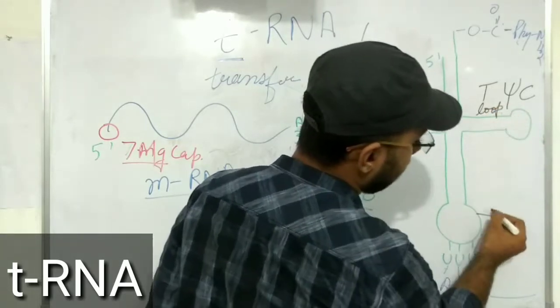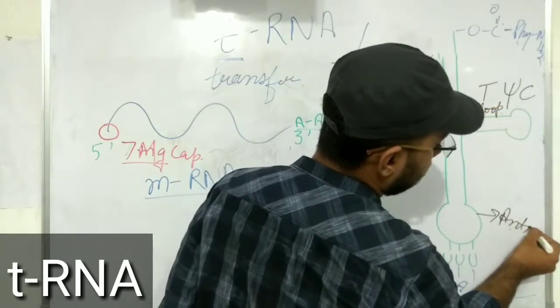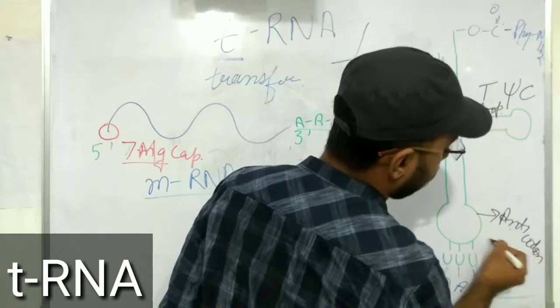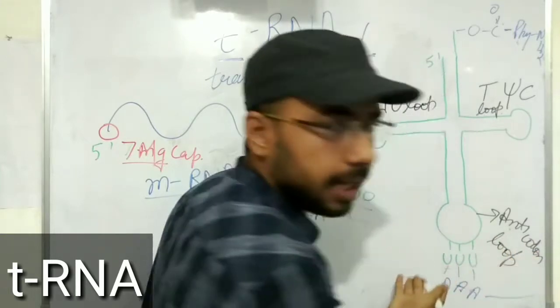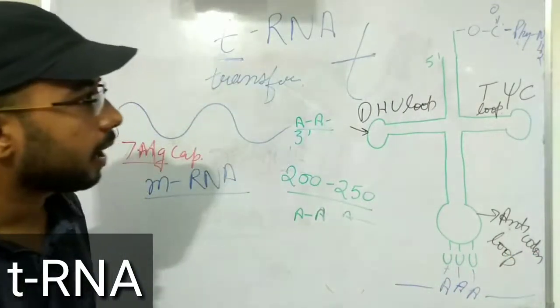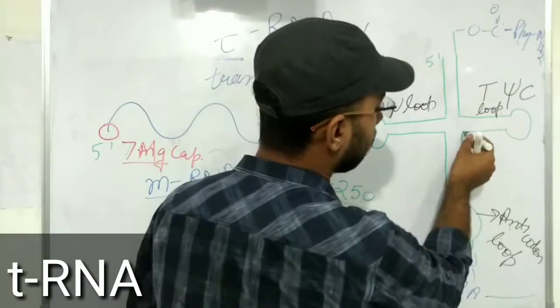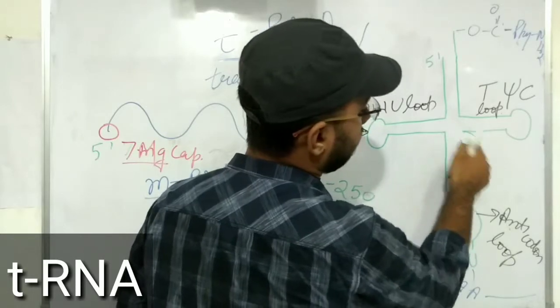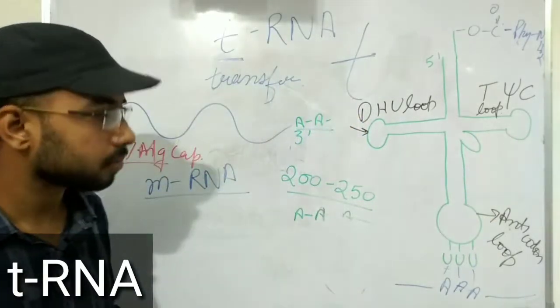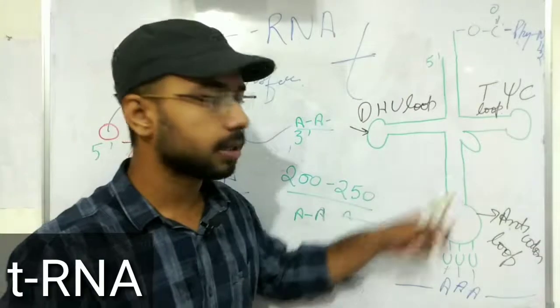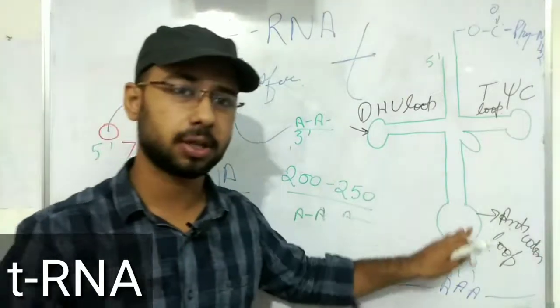Okay, this is the anticodon loop, as it contains anticodons, that's why. And it also contains an arm. I had forgotten to make it. It contains a side arm here also. So these are the basic structure of tRNA.